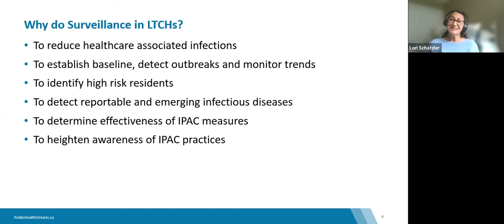And the other piece is that you're going to be on the units, you're going to be visible, you're going to be creating awareness of the value and the importance of IPAC practices. You're going to be sharing that information not just with the decision makers, with your senior leadership, but you're going to be talking to staff on the units, and hopefully they'll be able to see the difference they're making on a daily basis.